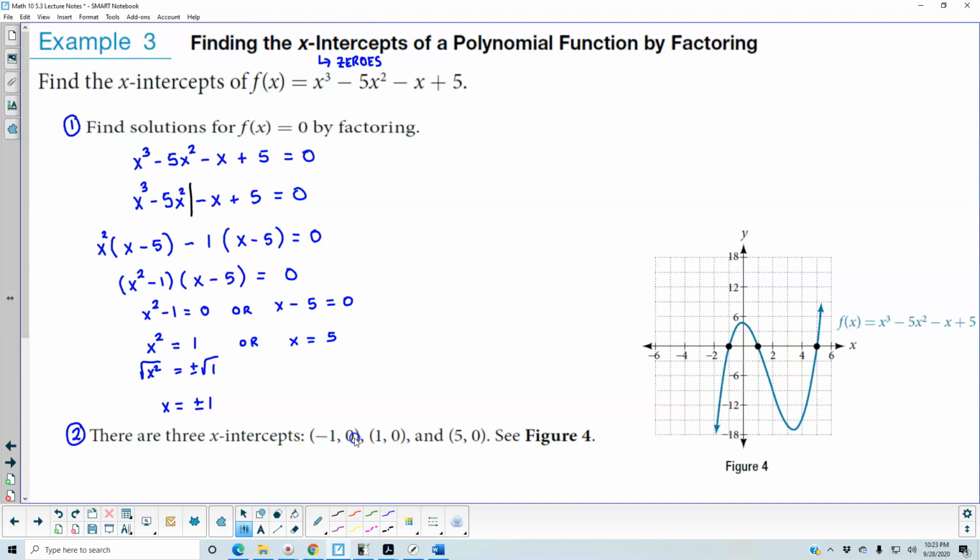We have negative 1, 0, 1, 0, and 5, 0. So if we take a look at our graph, here's our 1, 0, which is negative 1, 0. Here's the other, which is positive 1, 0. And then here's 5, 0.